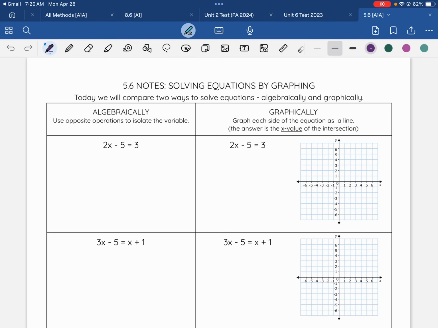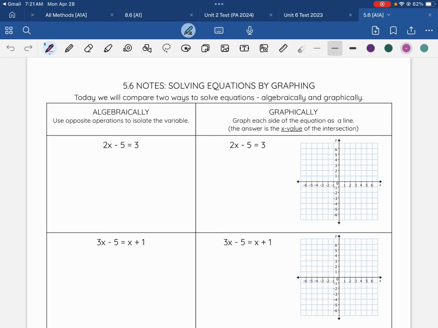Hey everyone, welcome to the Solving Equations by Graphing video. This is different than solving systems of equations by graphing. That's when you have two equations. If you look at all these examples, you only have one equation. We're going to go through notes and then I'm going to have you guys work on the assignment for practice afterwards.